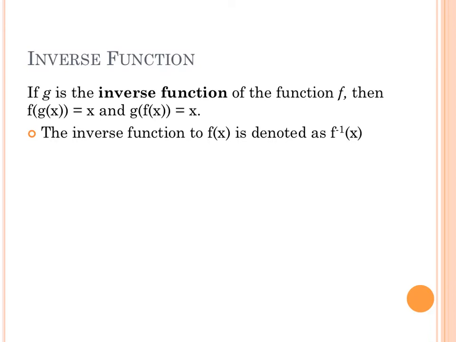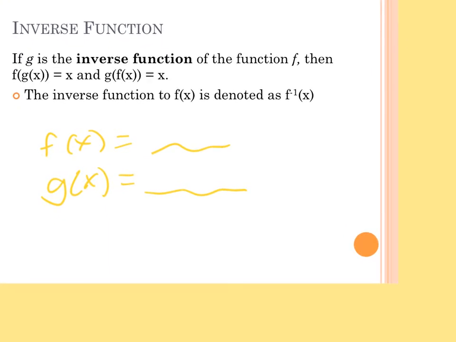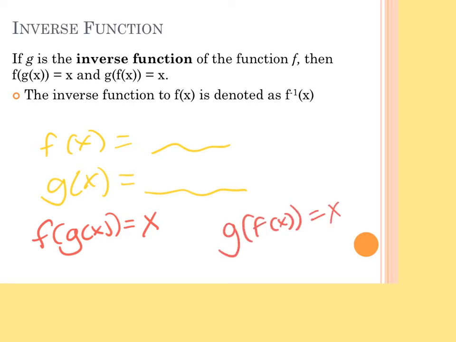So if I have two equations, whatever f of x is, whatever g of x is, one way to confirm that they are inverses of each other is to find f of g of x. My answer there should be just x. And then find g of f of x. And the answer there should just be x.